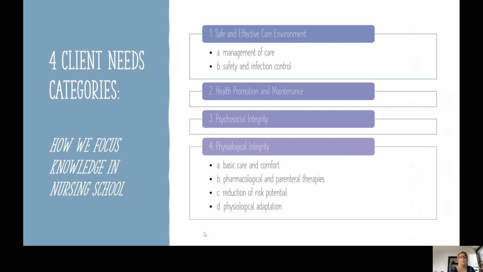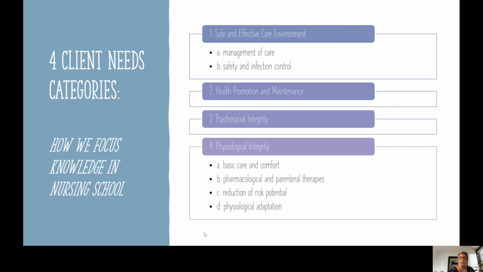The second client needs category is health promotion and maintenance. Do we do a good job with health promotion in the United States today? One might say not so much, but we need to keep working at it, don't we? We need to teach our patients how to take better care of themselves, what small things they can do to promote their health, and how to maintain it.